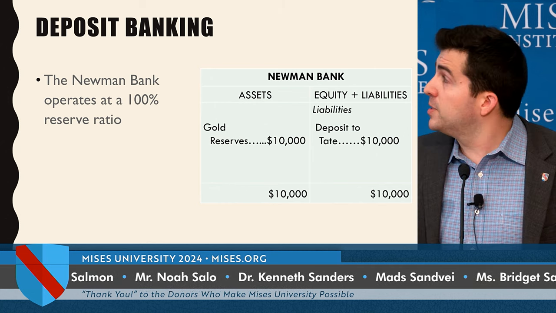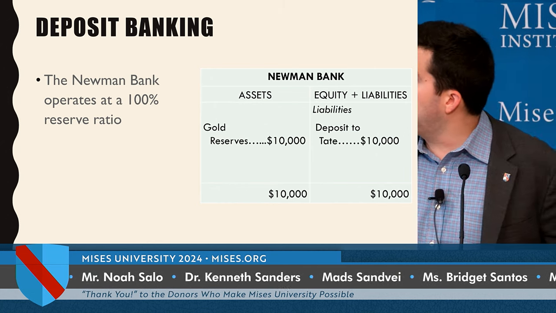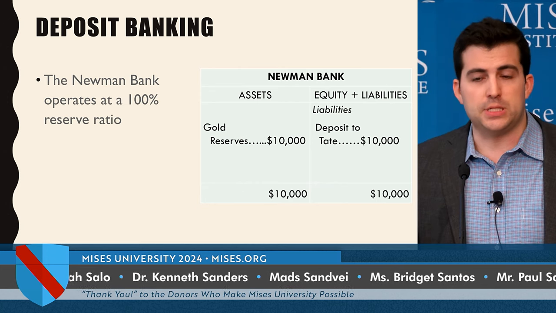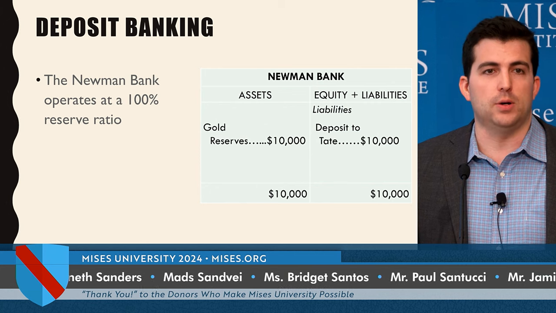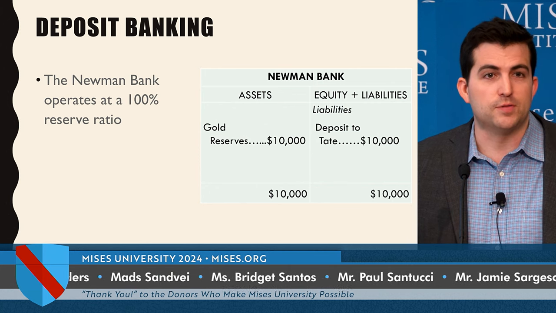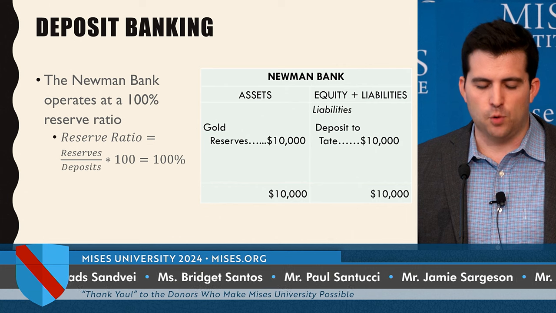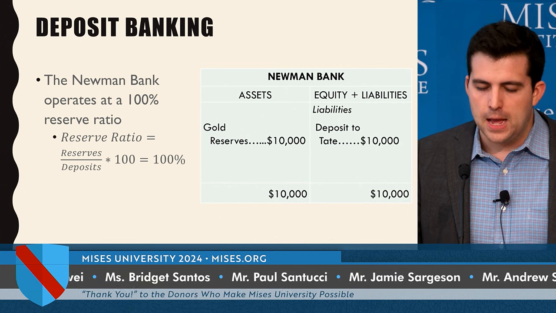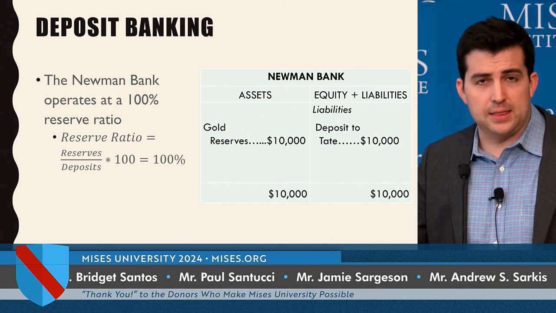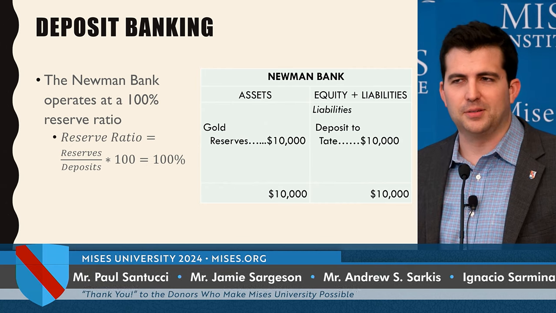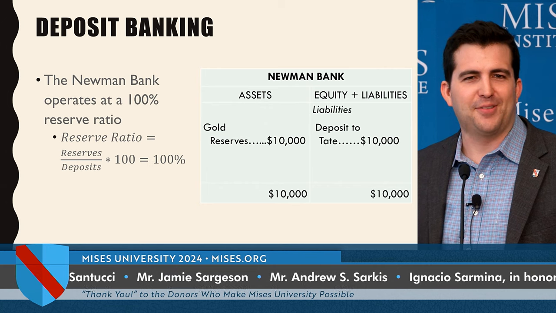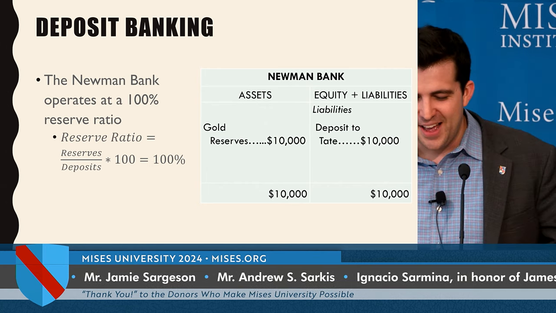What can we tell from this balance sheet? Well, we can tell that Newman Bank right now operates at a 100% reserve ratio. What do I mean by that? The reserve ratio is the ratio of reserves to deposits. We have this formula right here: 10,000 divided by 10,000 is 1, times 100 is 100%. So who said Austrians can't do math? We all got this.